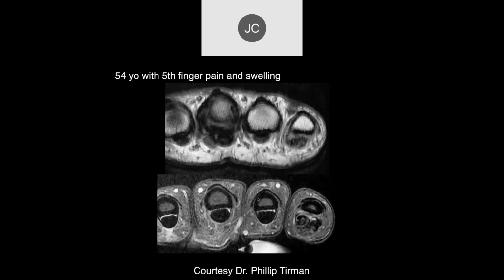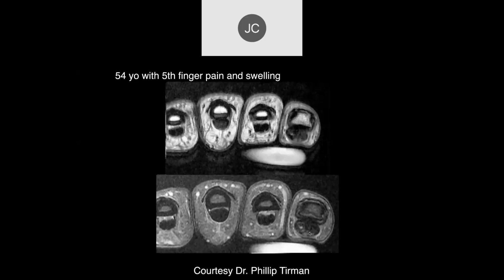Okay, Elior. 54-year-old, fifth finger pain and swelling. Irregularity of that fifth flexor tendon. Those fibers just look frayed. And then it looks like there's this kind of intermediate signal intensity stuff within both the tendon and within the synovium.